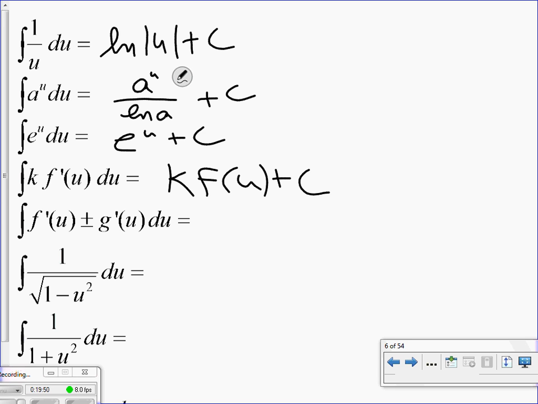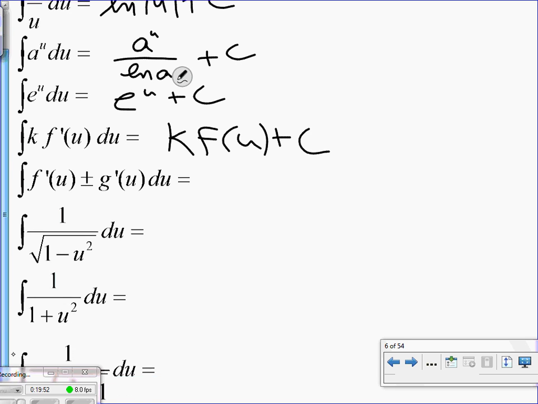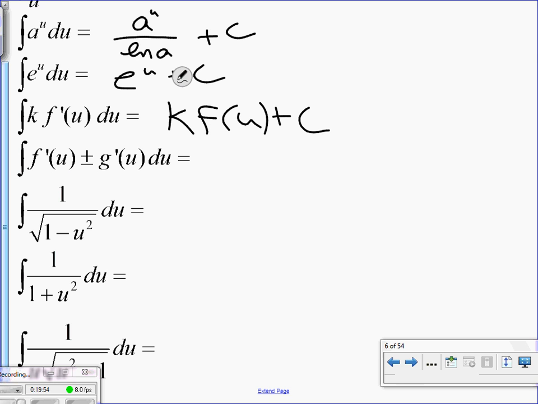You go to integrate a sum or a difference. What are you allowed to do? Separate them. So what would you get? Nice.